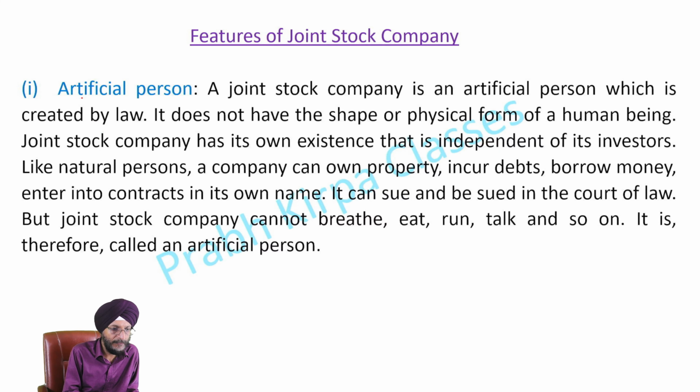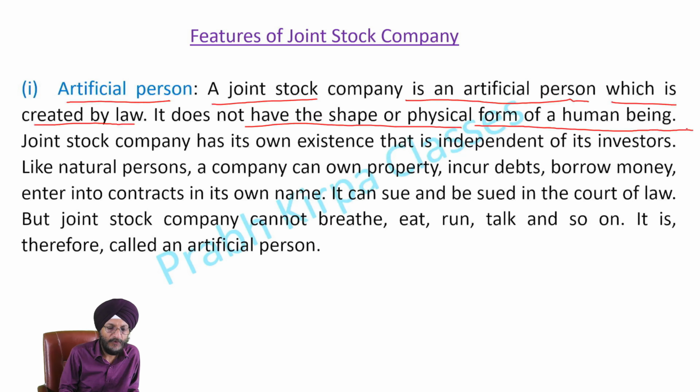First is artificial person. A joint stock company is an artificial person. A joint stock company is created by law. It does not have the shape or physical form of a human being. It has its own existence in the eyes of law. And a joint stock company is independent of its investors.